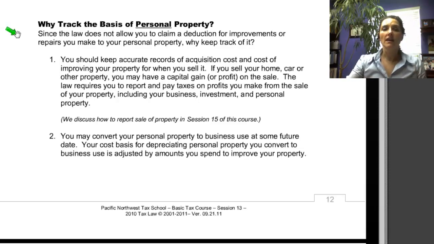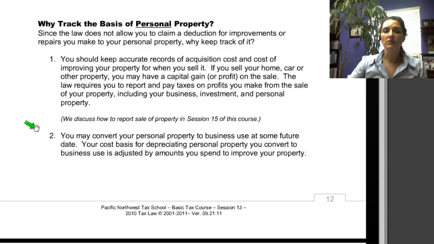Since the law does not allow you to claim a deduction for improvements or repairs you make to your personal property, and it's a lot of work to keep track of all of those improvements and repairs, why track it at all? Well, number one, you should keep accurate records of acquisition cost and the cost of improving your property for when you sell it. If you sell your home, car, or other property, you may have a capital gain or profit on the sale. The law requires you to report and pay taxes on profits you make from the sale of your property, including your business, investment, and personal property.